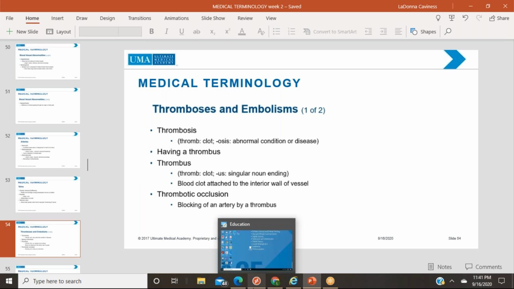Thrombosis and embolisms. Thrombosis, thromb means clot. Osis refers to abnormal condition or disease. Having a thrombus. Thromb means clot. US singular noun ending. Blood clots attached to the inferior wall of vessels.